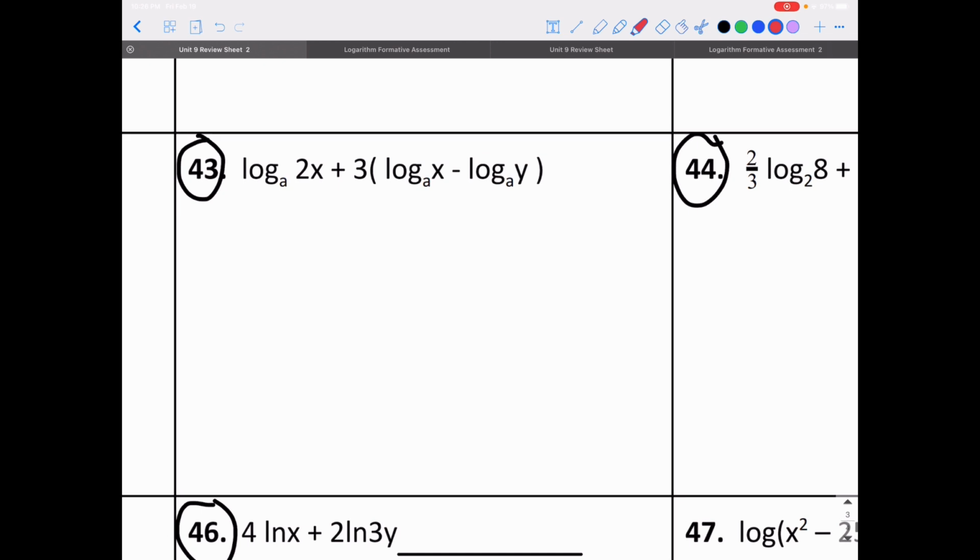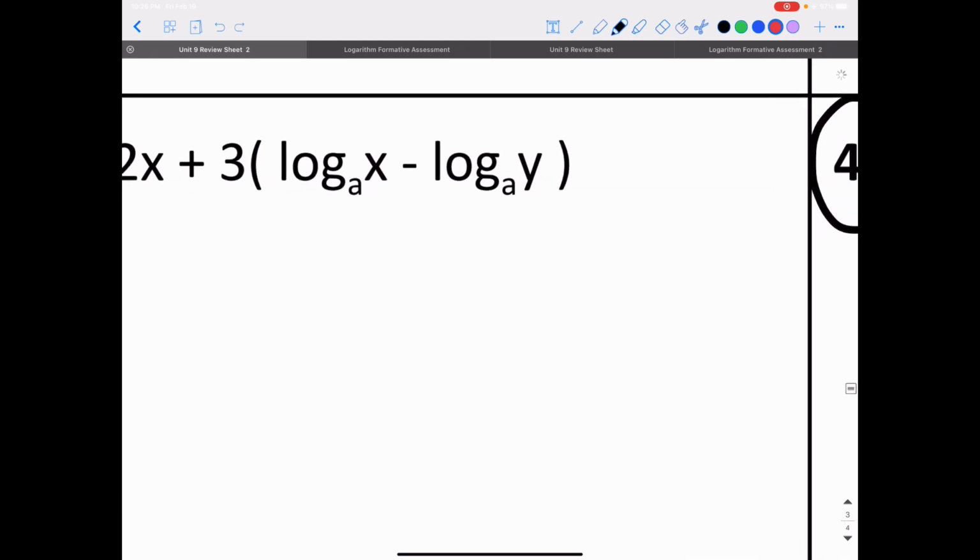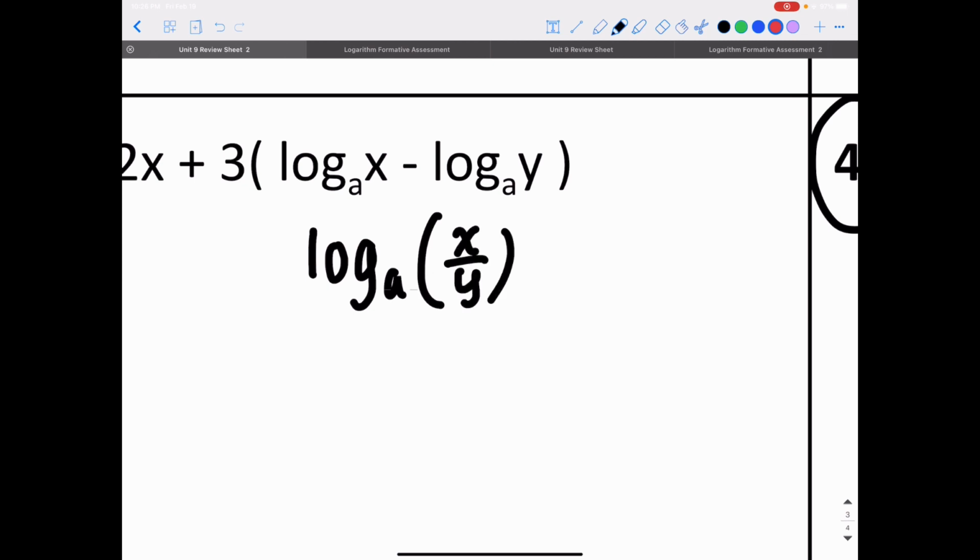For 43, I have a bunch of logs with base a. So I'm going to be able to combine all of these. I'm going to always start with what's inside parentheses. What's inside parentheses, there's subtraction in between. I know I can combine with division. So I have log base a of x divided by y times 3.